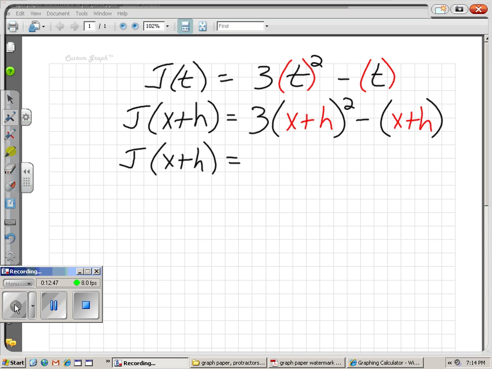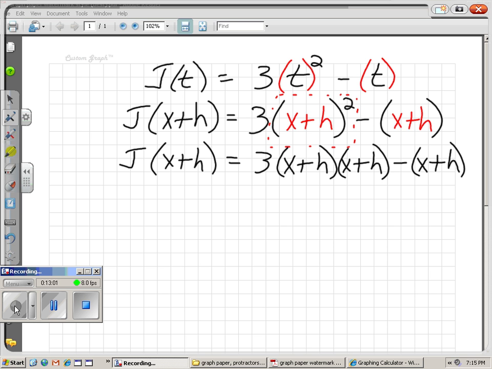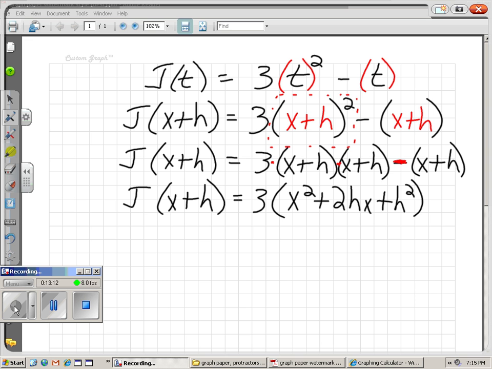Okay, what do I do? Do I multiply by 3? Do I square? Do I subtract? Remember, do exponents first. So we are going to square the x plus h. Okay, here's where we're at. x plus h squared is x plus h times another x plus h. So I have a choice between multiply here, and subtract here. I'm going to do my multiplication first. All right, I've multiplied out the x plus h times x plus h and got x squared plus 2hx. You want to go alphabetical, so I went h before x. And then plus h squared. Now I'm going to go ahead and distribute the negative while I'm at it. So I have minus x minus h.